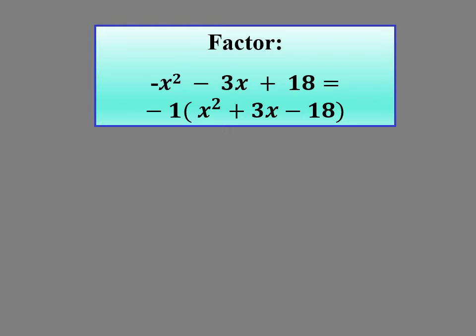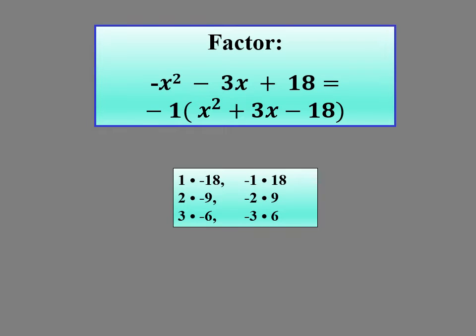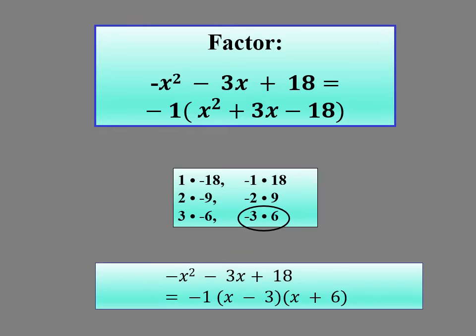Here, the coefficient of x squared is negative 1, so we factor negative 1 outside. List the factors of negative 18, take the ones that add up to 3. Therefore, our example can be factored into negative 1 times x minus 3 times x plus 6.